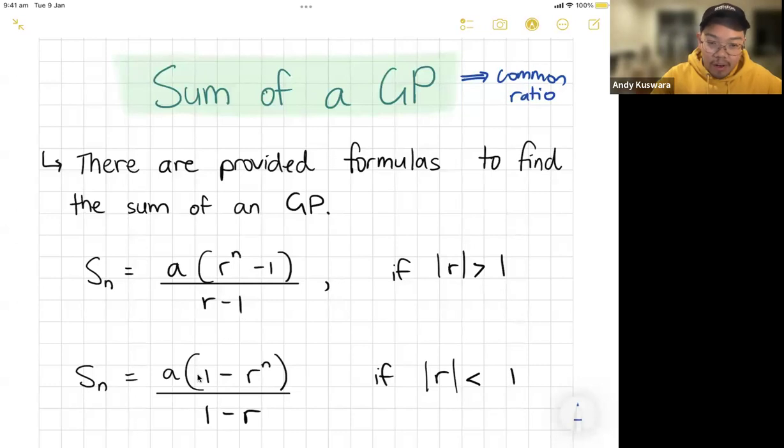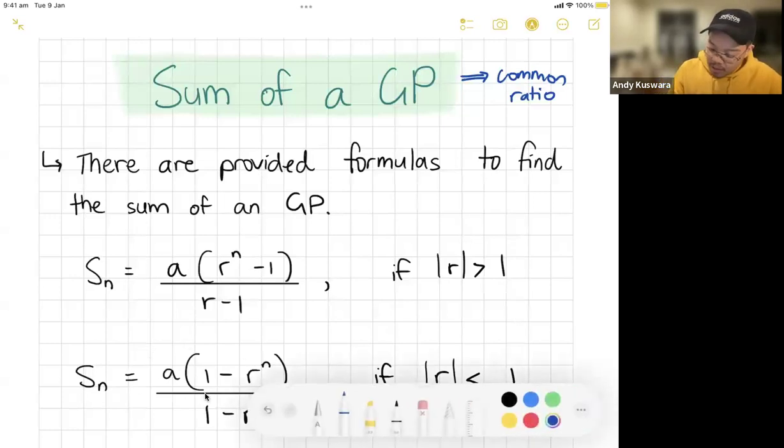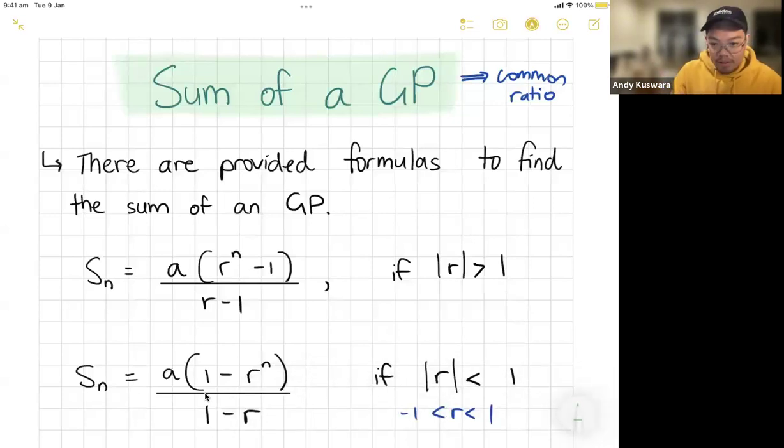Now, if it was the other way around and your ratio is smaller than one in absolute value, in other words, that's a fancy way to say if r is in between negative one and one, any number in between that little section, the numbers get smaller and smaller, like say, for example, half. That would fit in there. I would use this second formula. And just to note here, the only difference is Rn take away one or one take away Rn, depending on that. If you need to, pause it there, wrap your head around that.